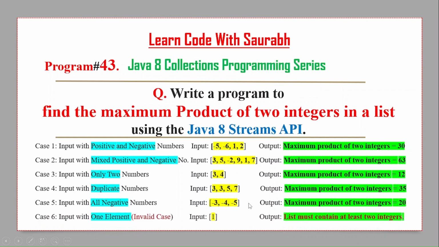And in case number 6, when we get only one element, that means invalid, because we need at least two integers in a list. If we take only one input, at that time we will get the message: list must contain at least two integers. So friends, I am going to create a class where I will implement all the logic.